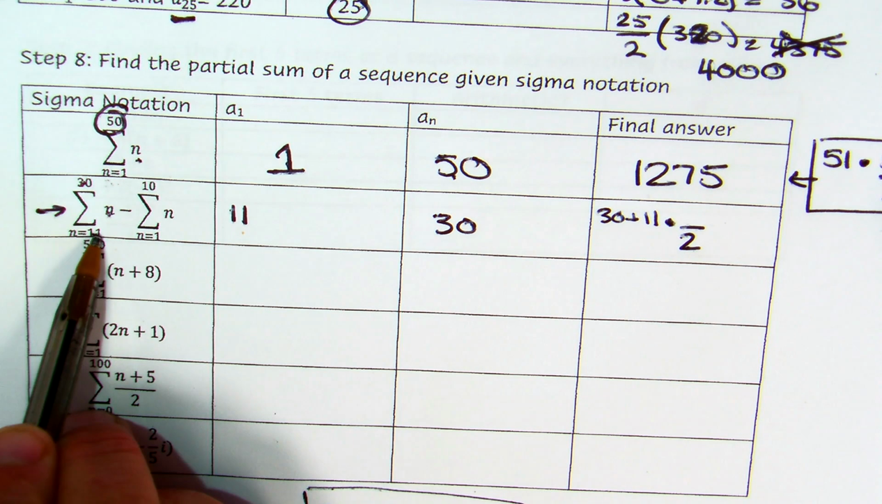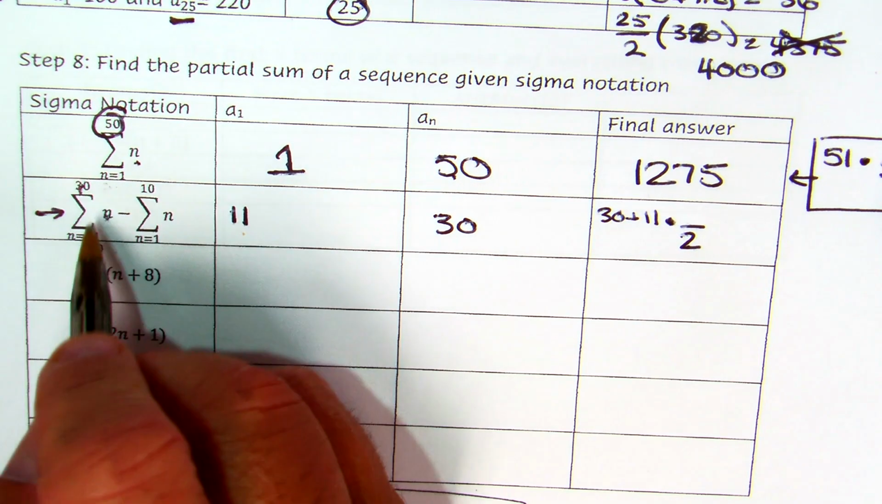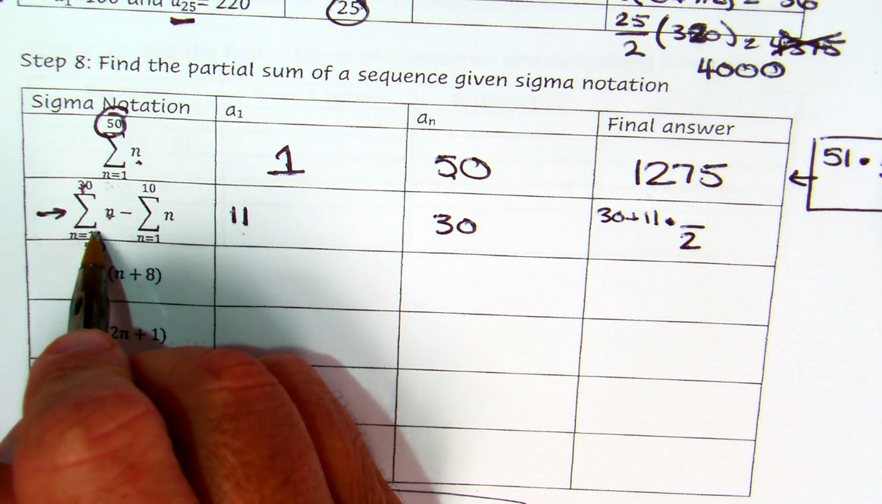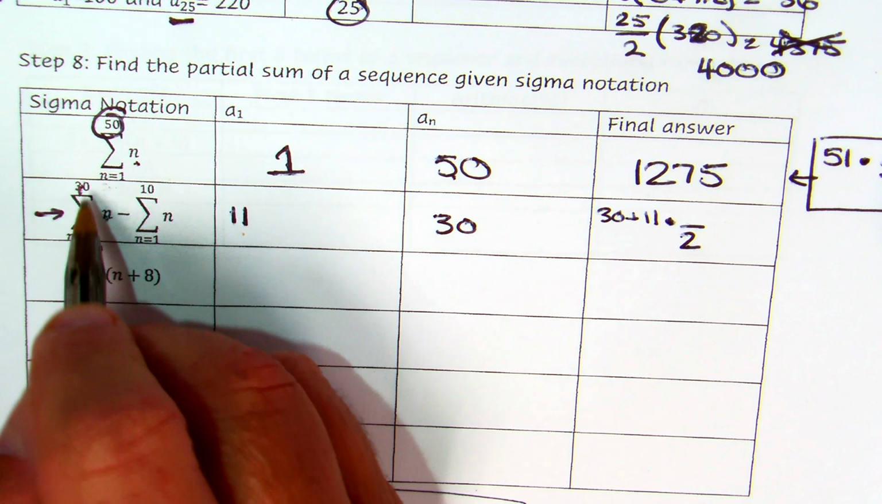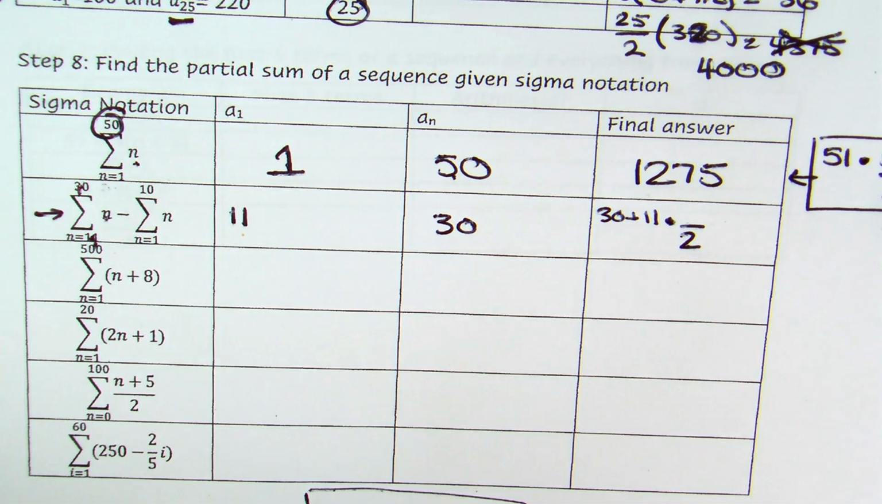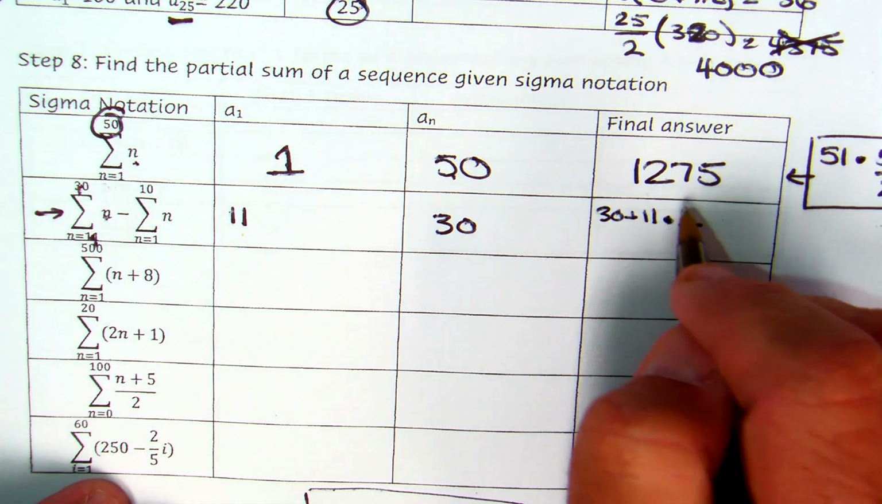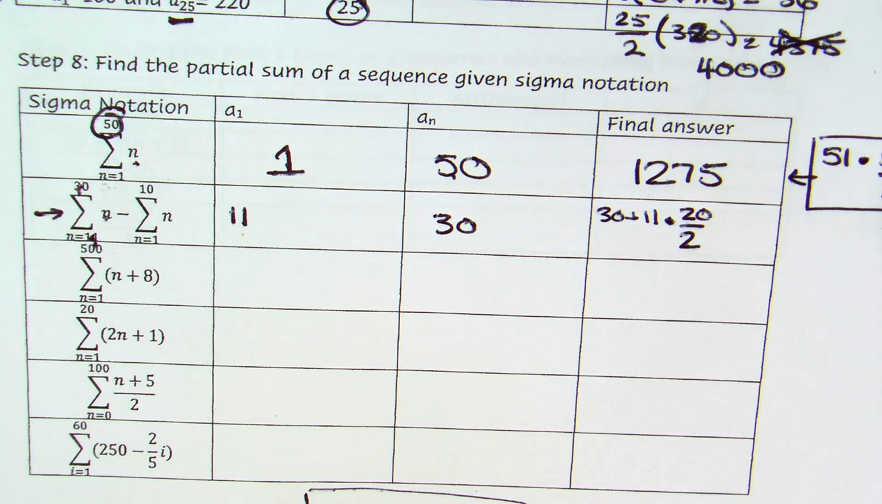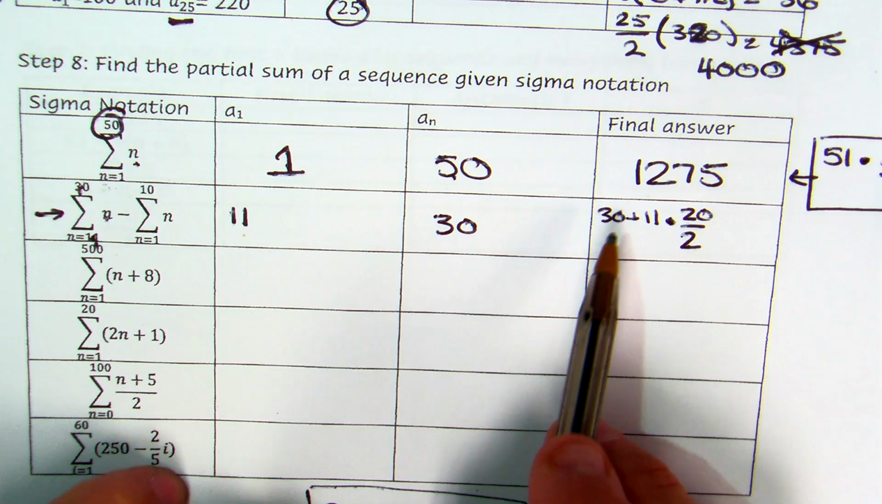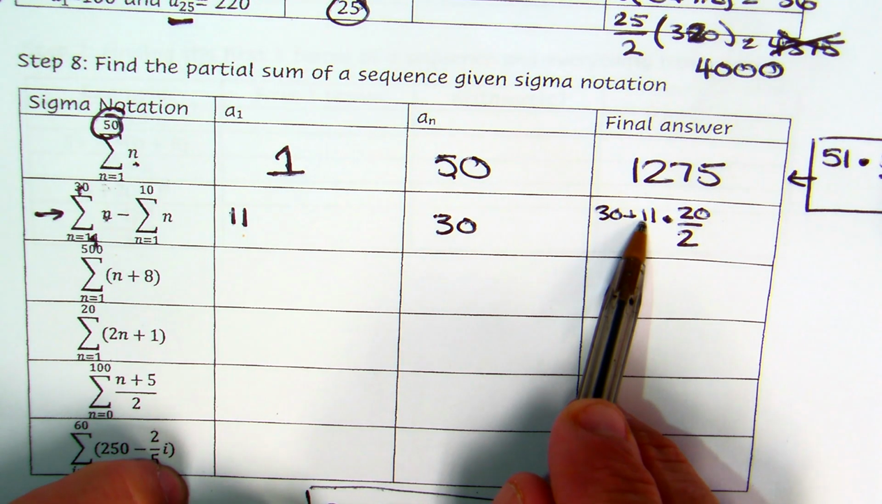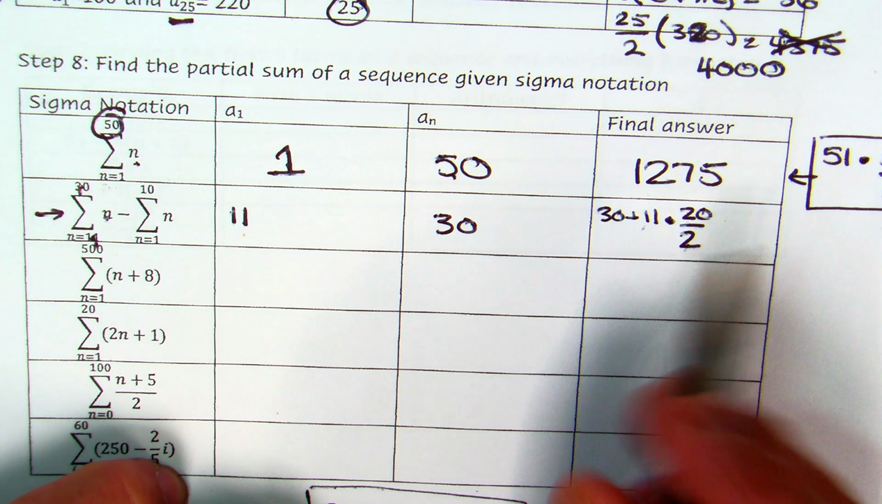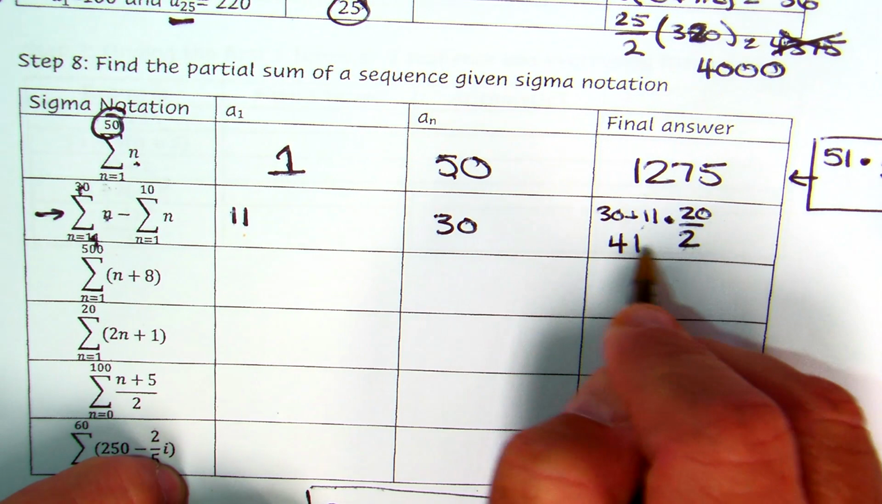Now, an easy, straightforward way to do that is do the top number minus the bottom number and add 1. So 30 minus 11 is 19. Plus 1 is what? 20. 30 plus 11 is 41. 20 divided by 2 is 10. 41 times 10 is 410.